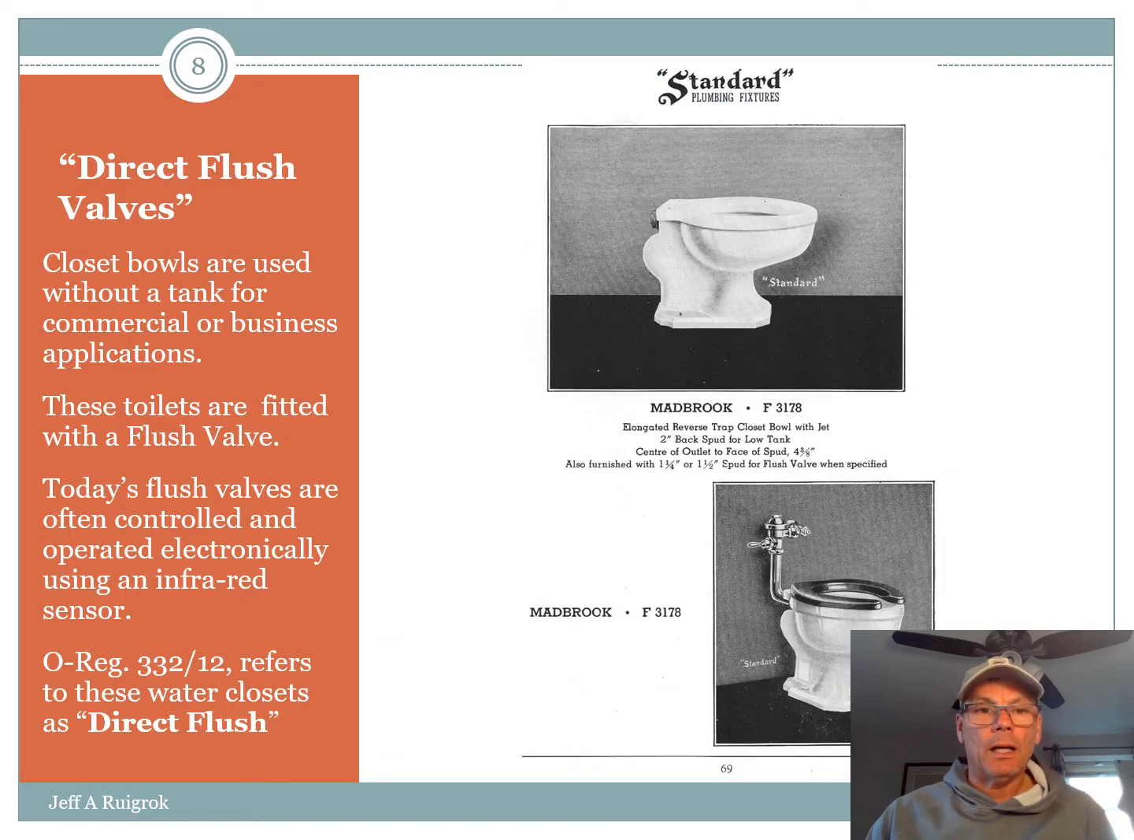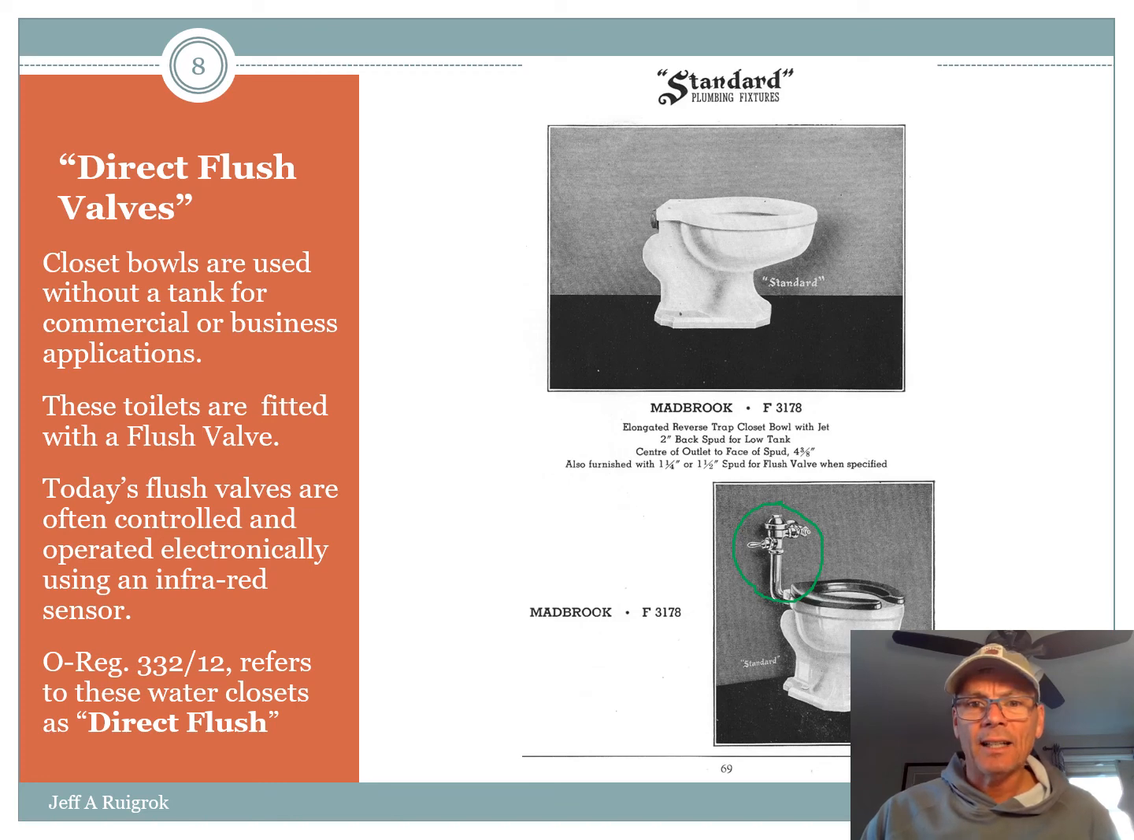Next up, we have what's called the direct flush valve. That is where there's a large pipe supplies the faucet and a large valve on top of the toilet bowl, and there's no tank. So this is more for commercial use. You'll see this in schools and perhaps libraries, convention centers, stadiums, things like that. This is by far the heavier duty one. The tanks, because they work off of gravity, are a little bit lighter duty.